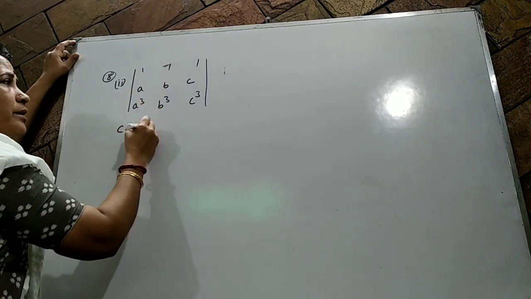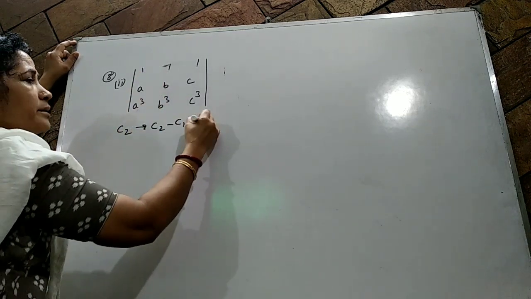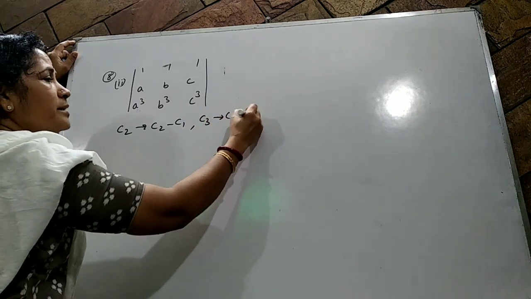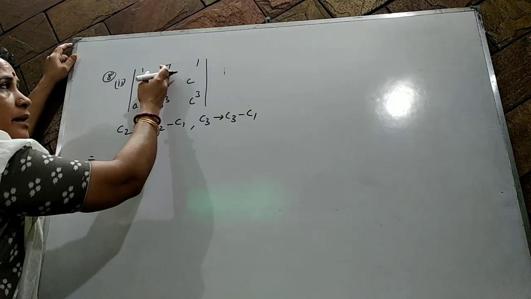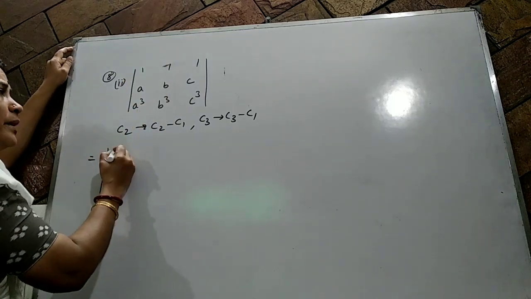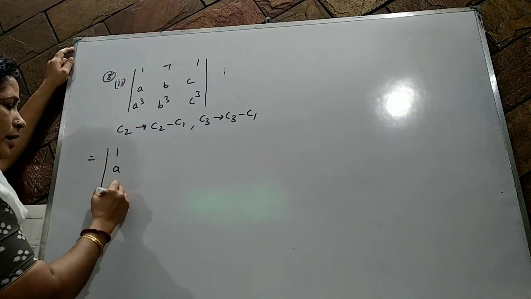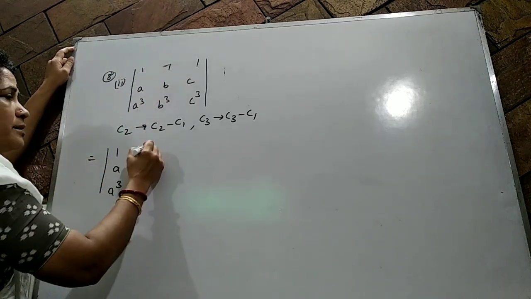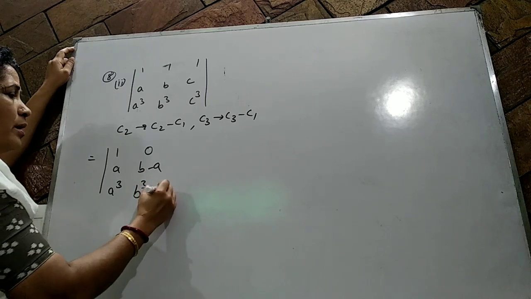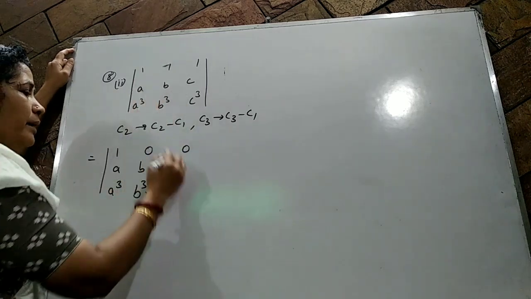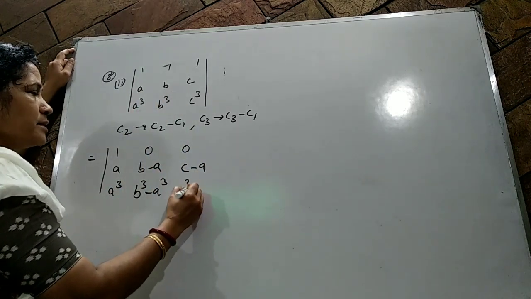C2 can be written as C2 minus C1 and C3 can be written as C3 minus C1. My purpose is to bring 0, and easily I can bring it here. I'm keeping C1 as a constant: 1, A, A cube. Then 0, B minus A, B cube minus A cube, and 0, C minus A, C cube minus A cube.